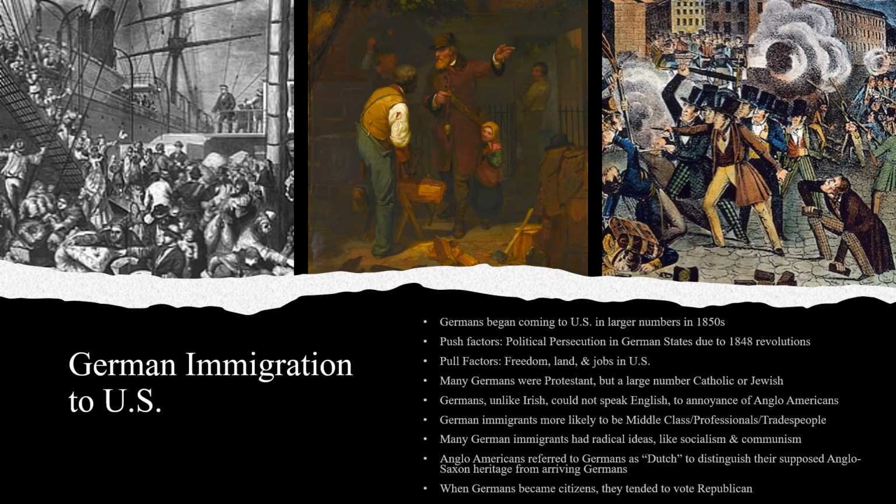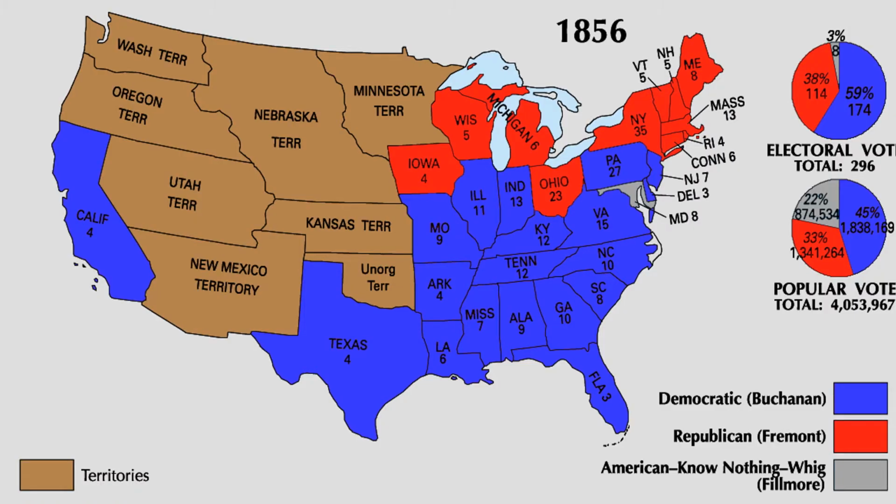Americans who disliked increased immigration due to xenophobia or other reasons tended to vote for the nativist Know-Nothings in the 1856 election. In the end, James Buchanan and the Democrats won the 1856 election.